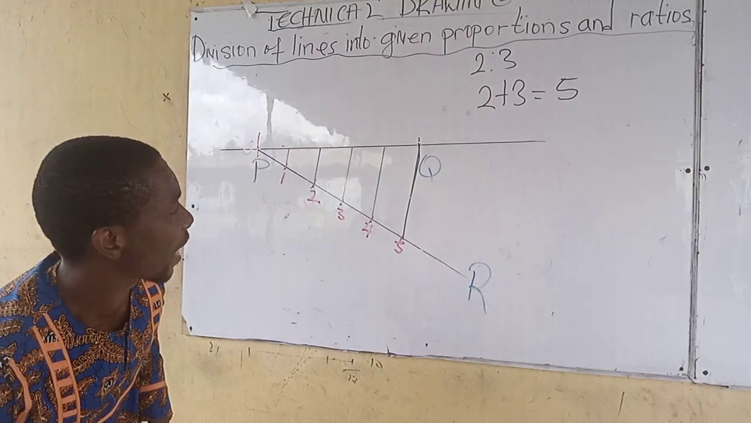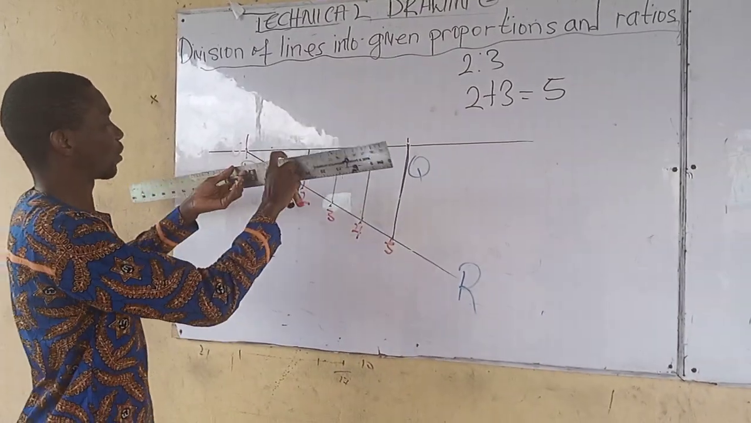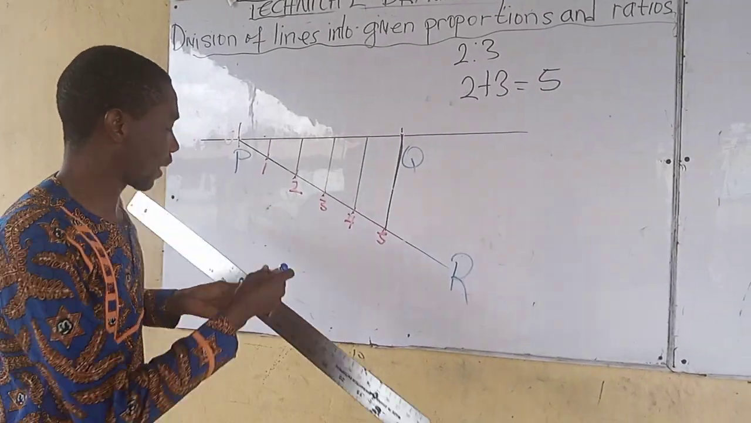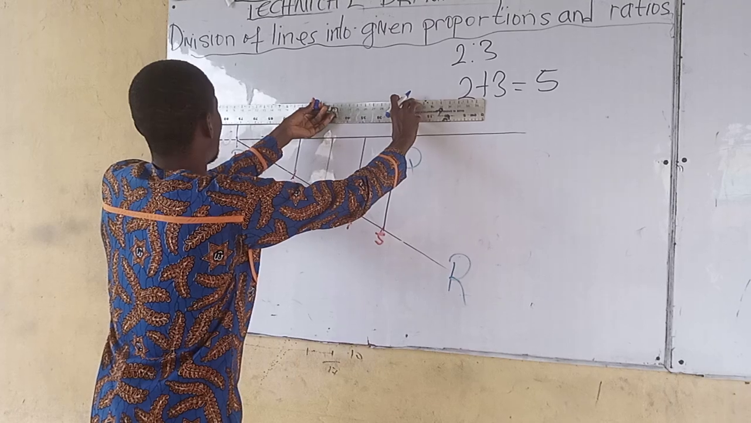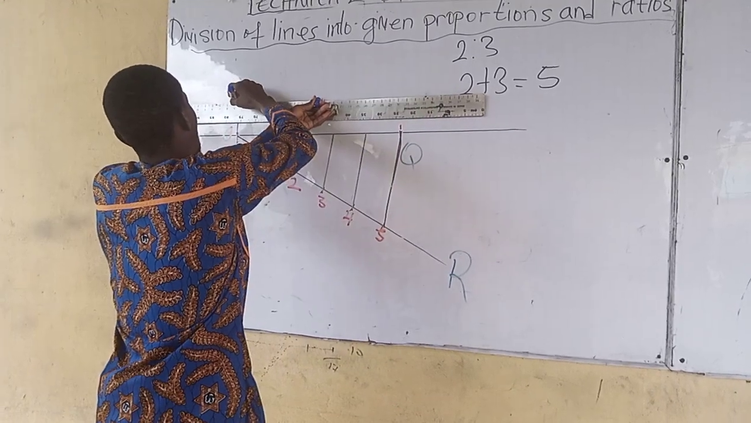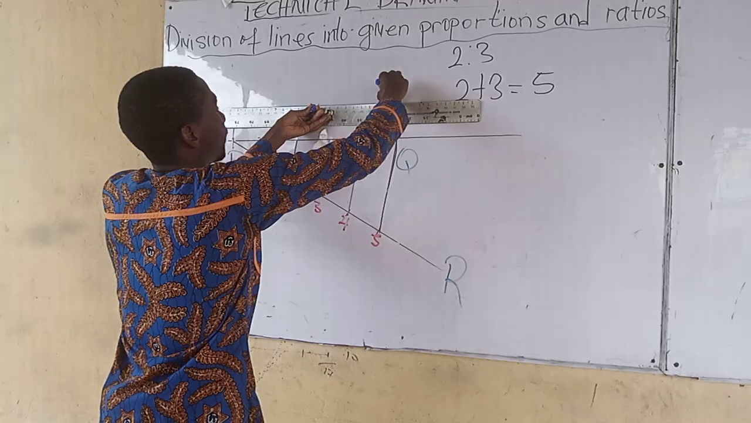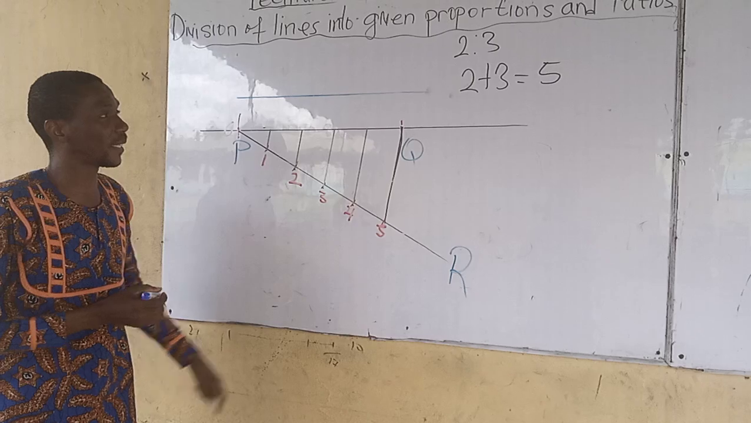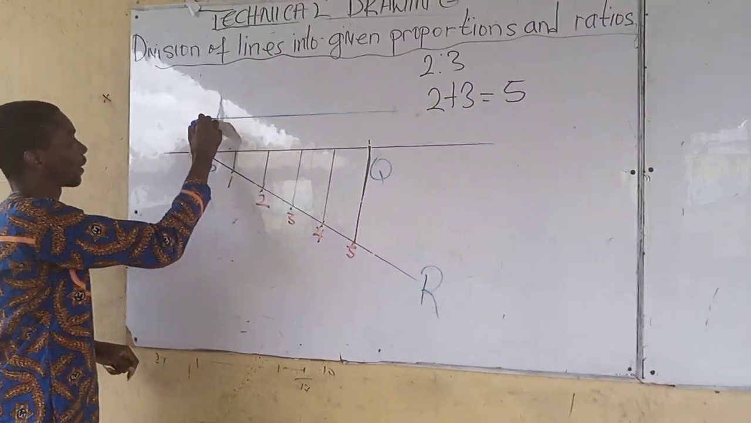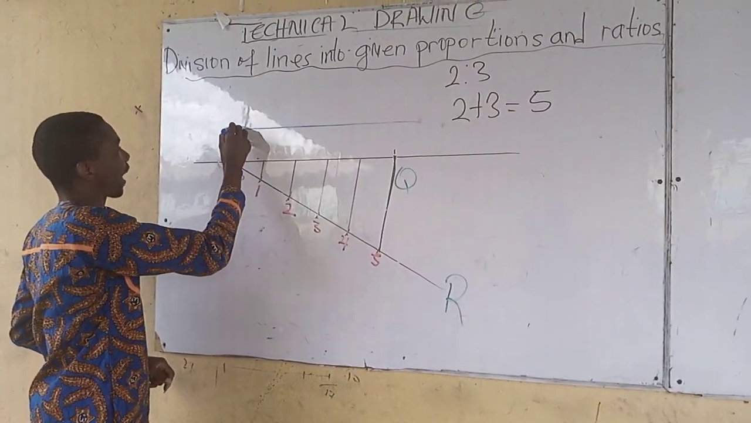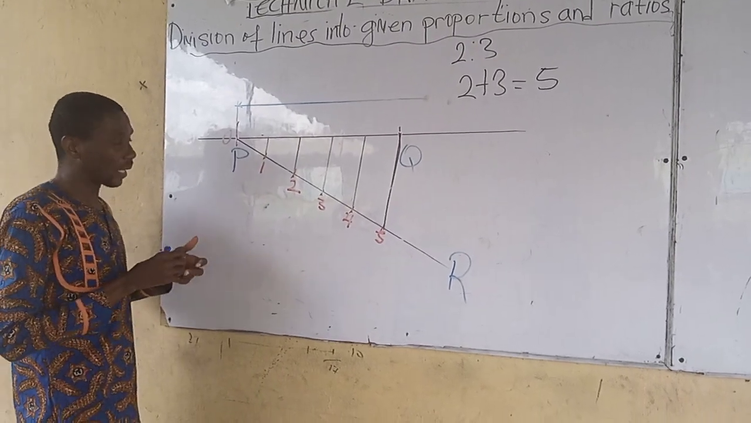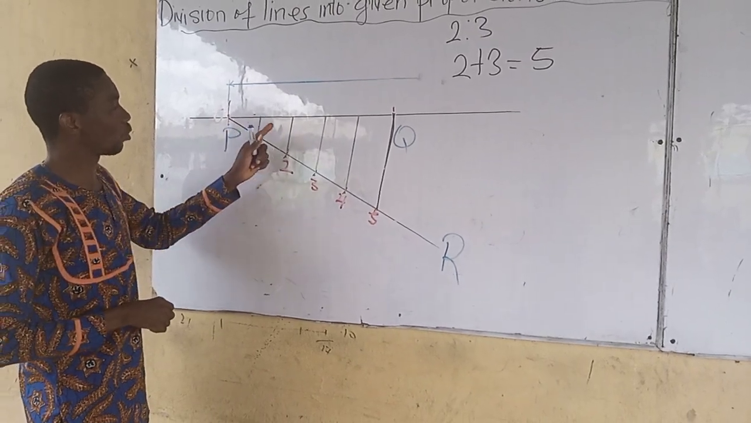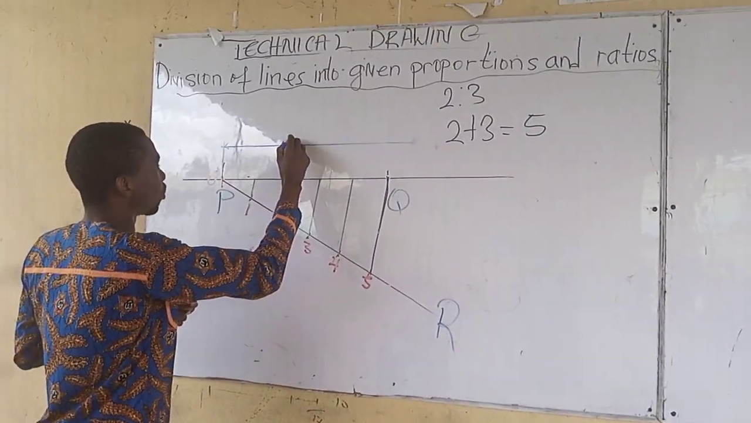So let's have our line. We have our line this way, just on top of what we have done. Very good. So now the question says 2:3. Meaning starting from this side, where we have our zero, we count 2 units. So we have 1, 2. So the 2 will fall here.